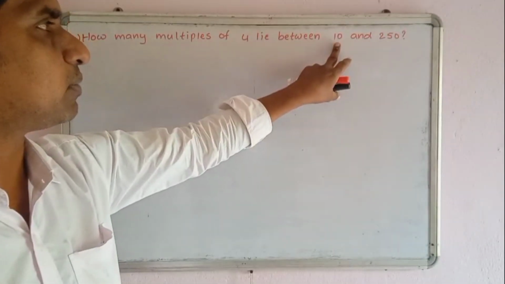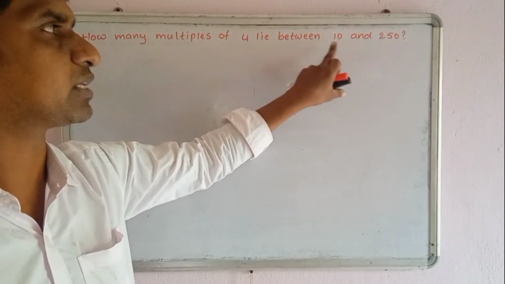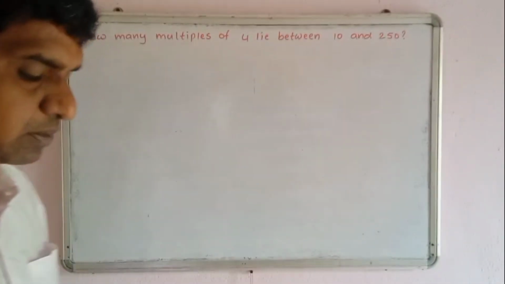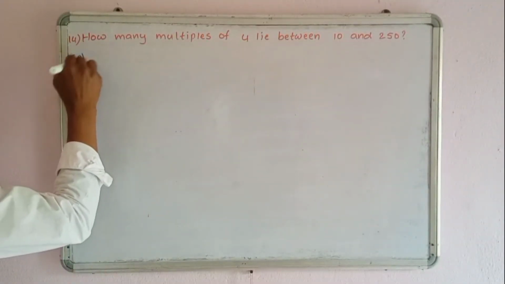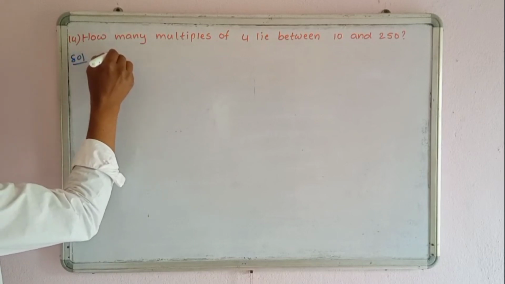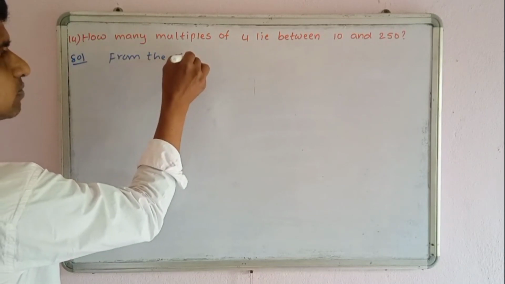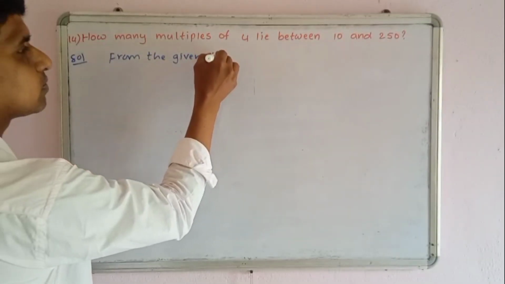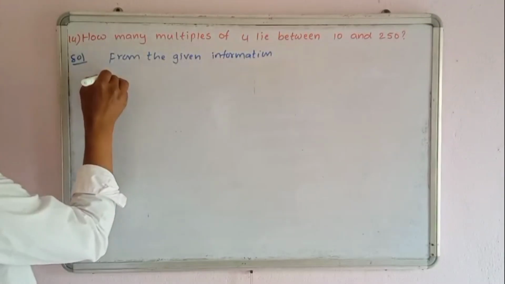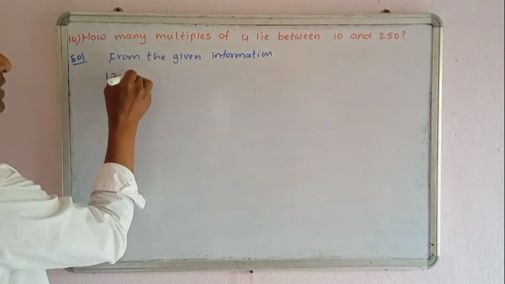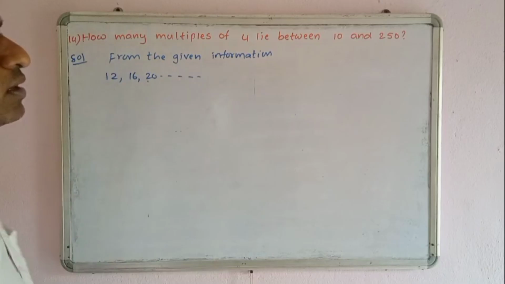10, is it a multiple of 4? No. Next number is 11. Is it a multiple of 4? No. Next number is 12. So 12 is a multiple of 4. So the first number is 12. From the given information, the first multiple is 12. So next 16, next 20, and so on.